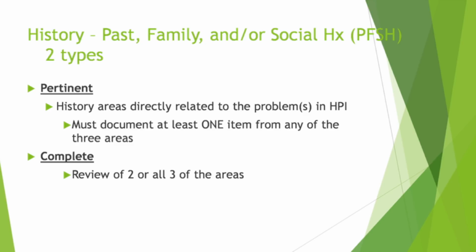A complete PFSH is a review of 2 or all 3 of the areas, depending on the category of E&M service. A complete PFSH requires a review of all 3 history areas for that service that by their nature include a comprehensive assessment or reassessment of the patient. A review of 2 history areas is sufficient for other services.